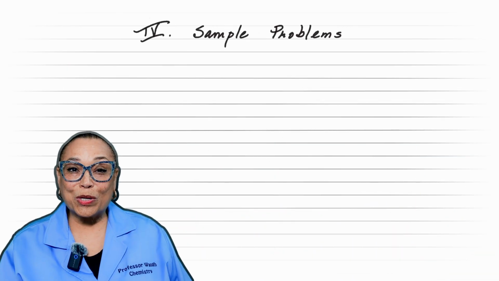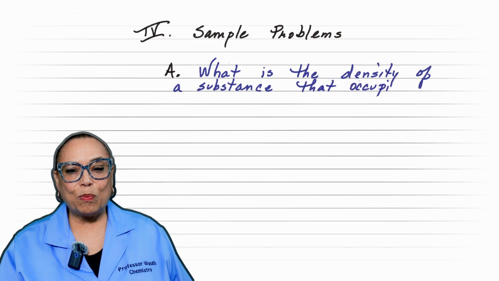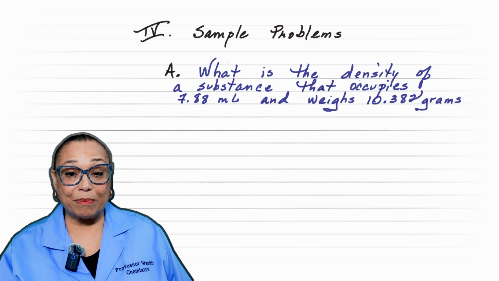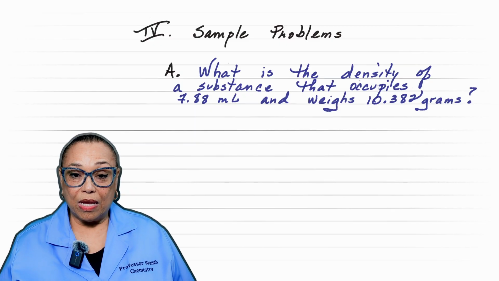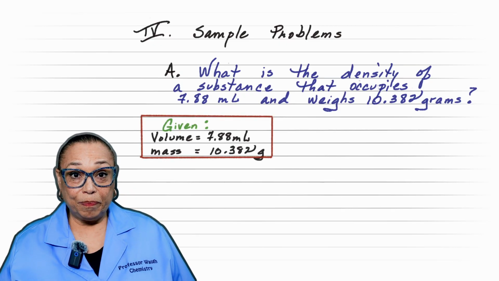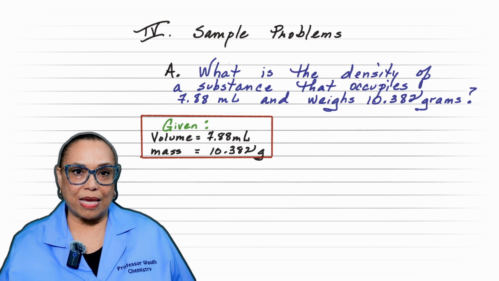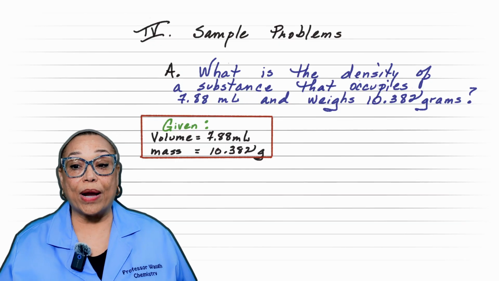Okay. Let's work a simple problem. What is the density of a substance that occupies 7.88 milliliters and weighs 10.382 grams? Now, always look at your problem and pull out what is given. So what's given is the volume, which is 7.88 milliliters, and the mass, weight and mass are the same thing on planet Earth. That's 10.382 grams.